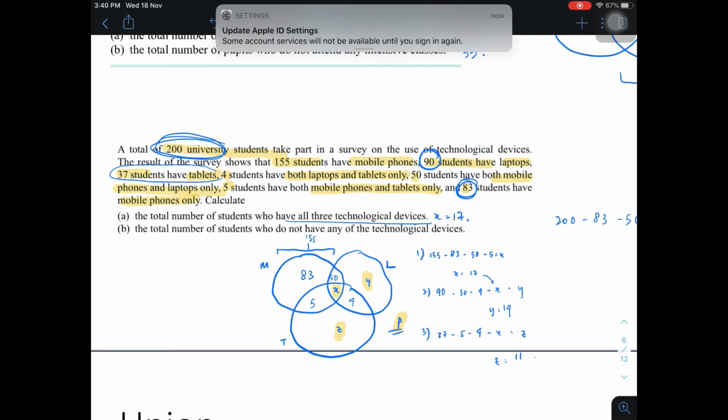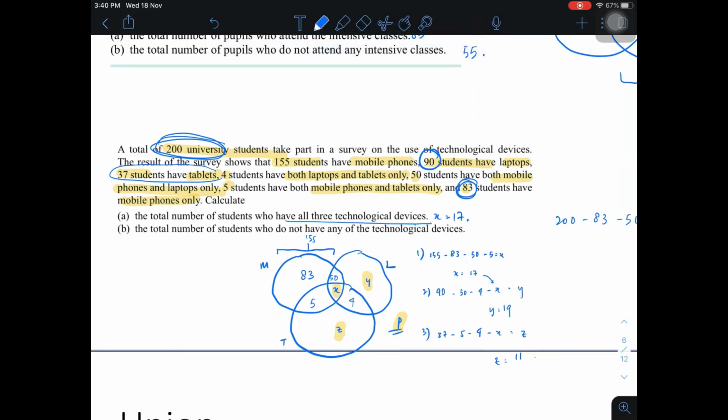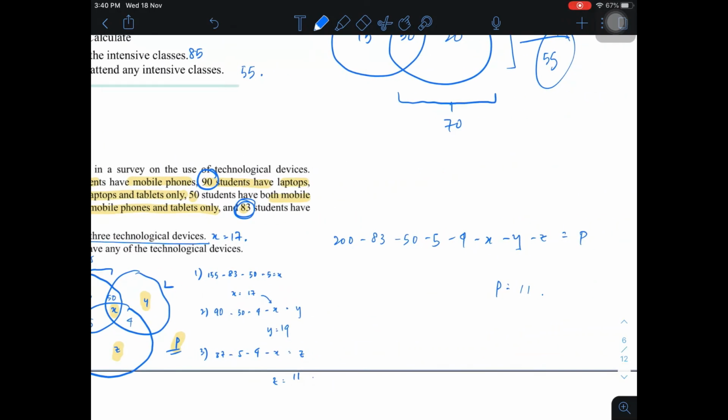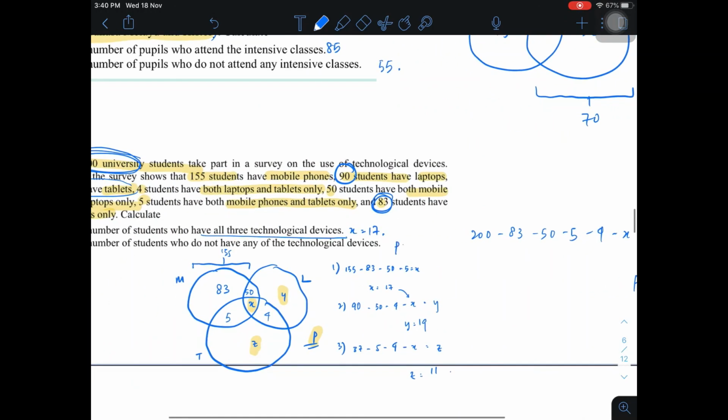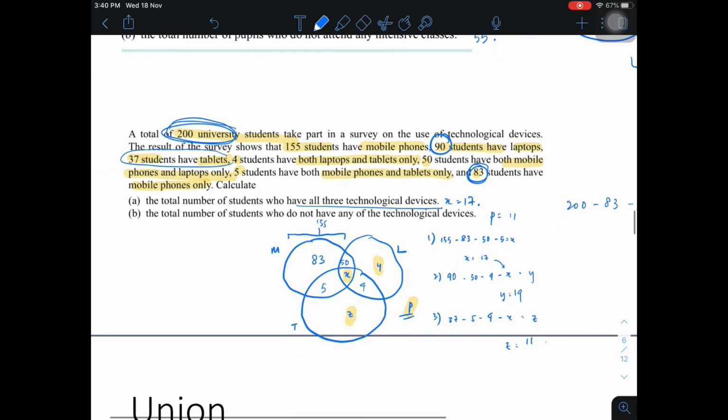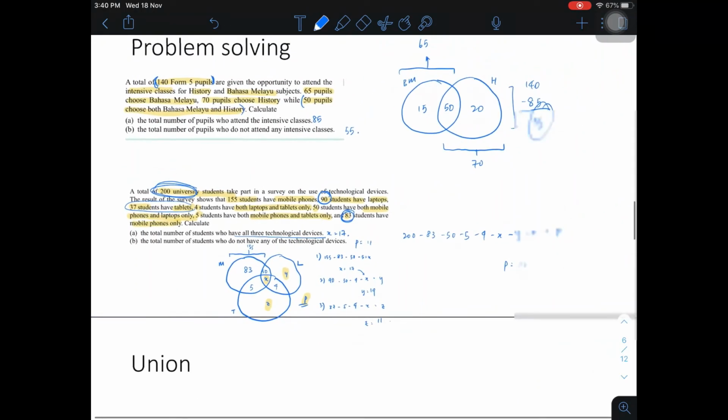So the next question is the total number of students who do not have any of the technological devices, which is the answer that we looked for, which is P. So P is equal to 11 because they do not have any device and they do not have a mobile phone, laptop or a tablet, right?